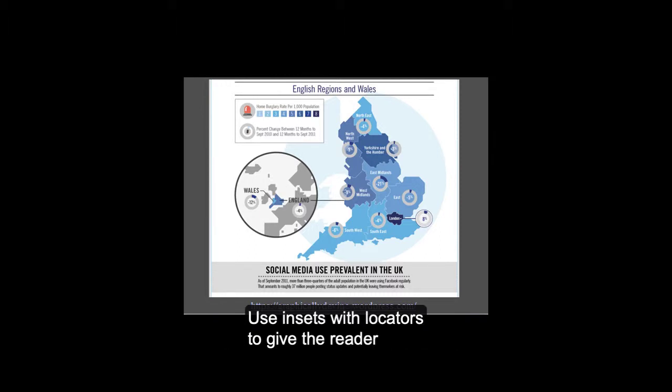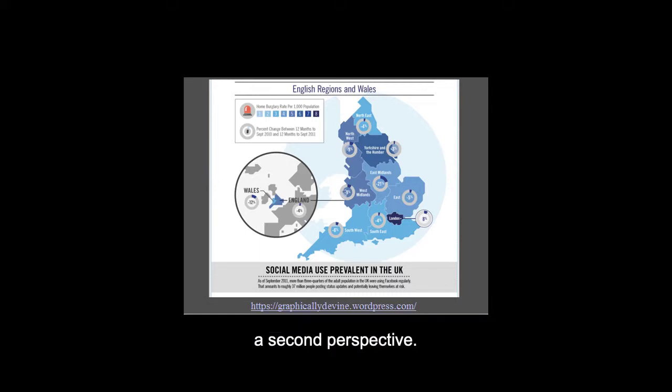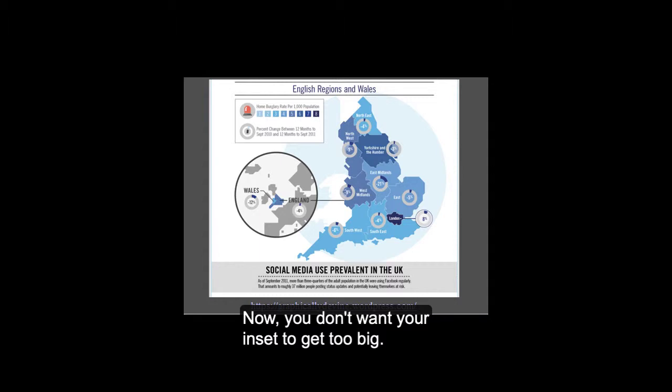Use insets with locators to give the reader a second perspective, if it severely limits that geography, and so we have those insets. Now you don't want your inset to get too big.